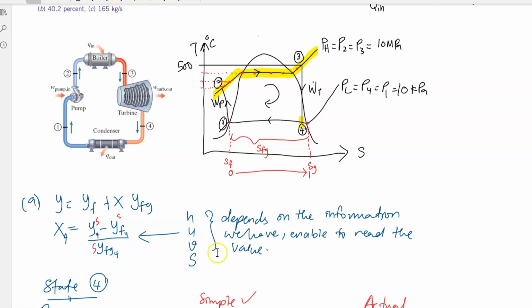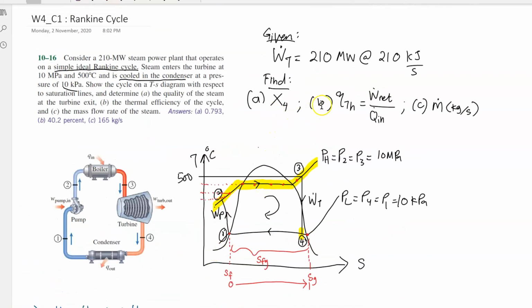Okay, so the next part is for us to solve the thermal efficiency, and it's going to be quite lengthy. Therefore, I'm going to solve this part in another separate video.